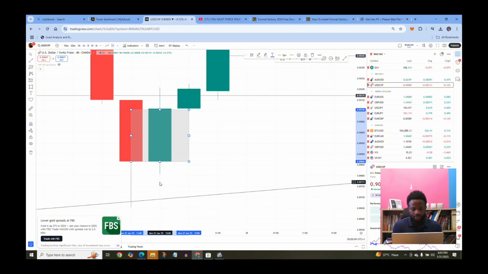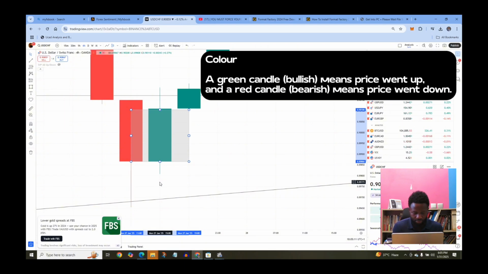Next, we have color. I already explained this over and over. A green candle is bullish, which means that price went up, and a red candle is bearish, which means that price went down. Simple. So let's take an example.